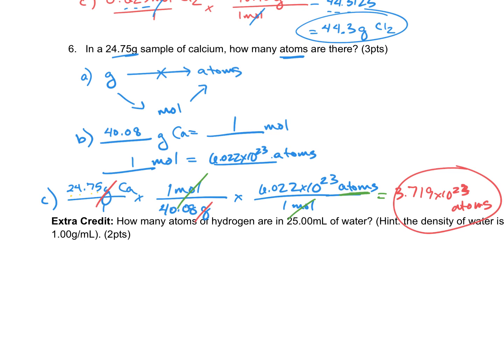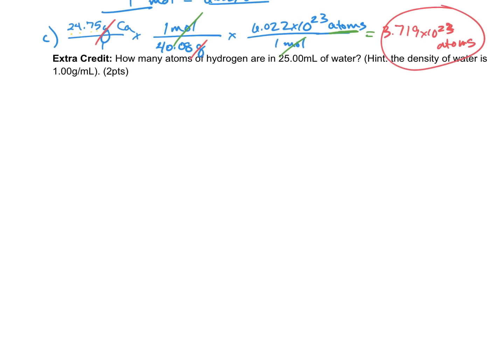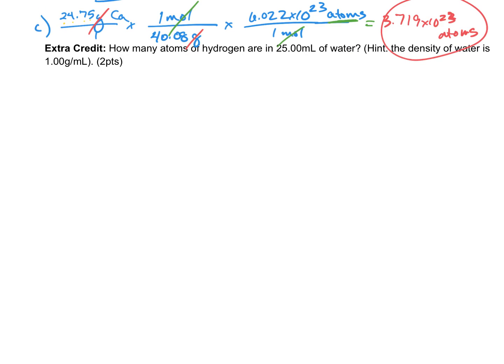Okay, and that does it for all the regular credit questions. But the final question was extra credit, and it asks you if you have a certain volume of water, how many atoms would there be? So really the pathway would be volume of water all the way to atoms, but we don't have a conversion straight from volume to atoms, so you can't do that.